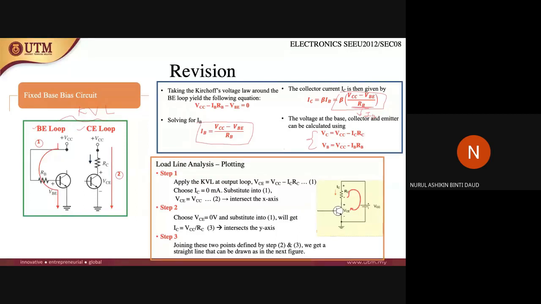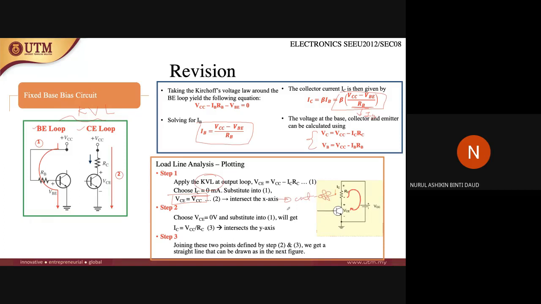All right, so load line analysis. Sometimes they ask you to plot the load line. So how do we do the load line plotting? First of all, you need to use the same KVL in the output loop, so you will get VCE equals VCC minus ICRC, and we assume that IC equals 0 milliamps. So from here you will get VCE equals VCC. This is the intercept for the x-axis, also known as the cutoff value.